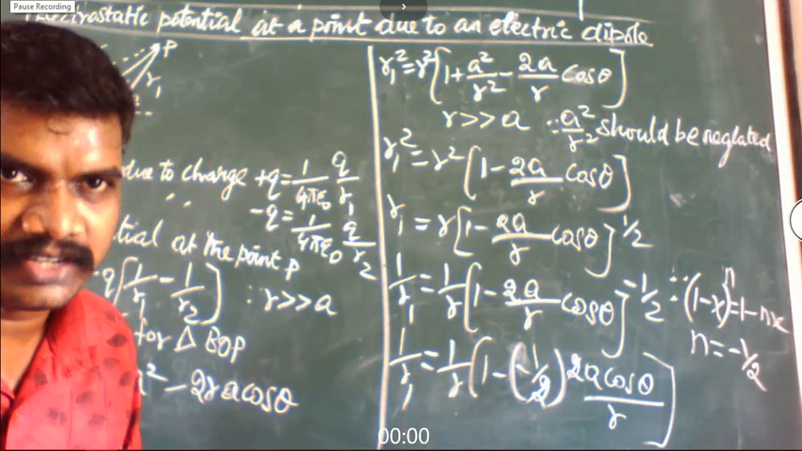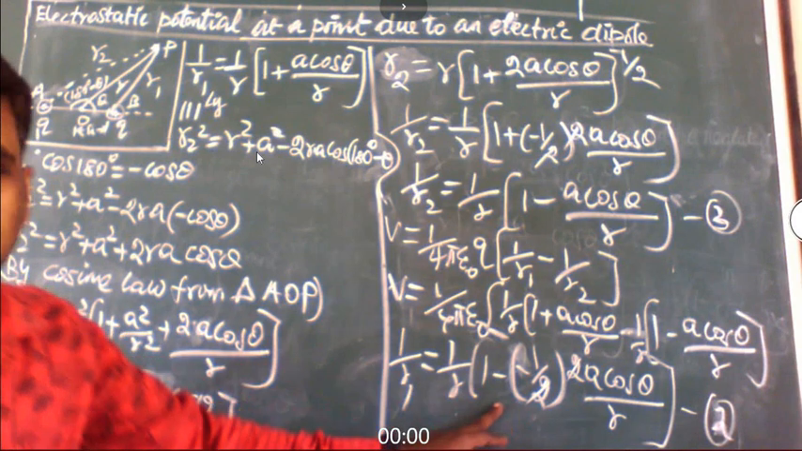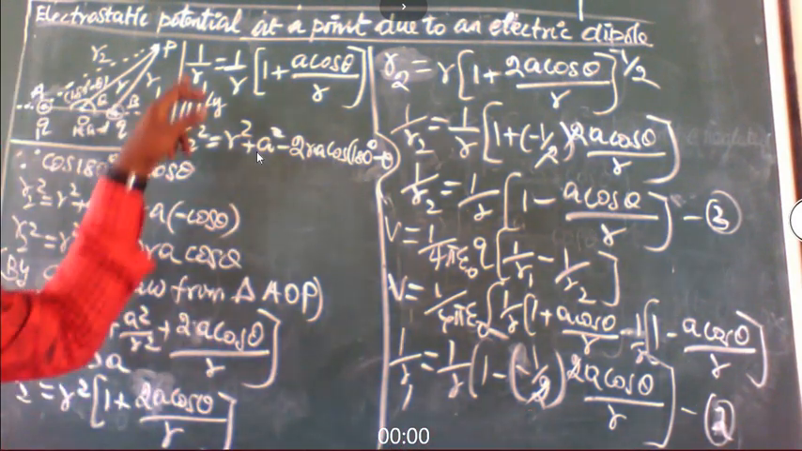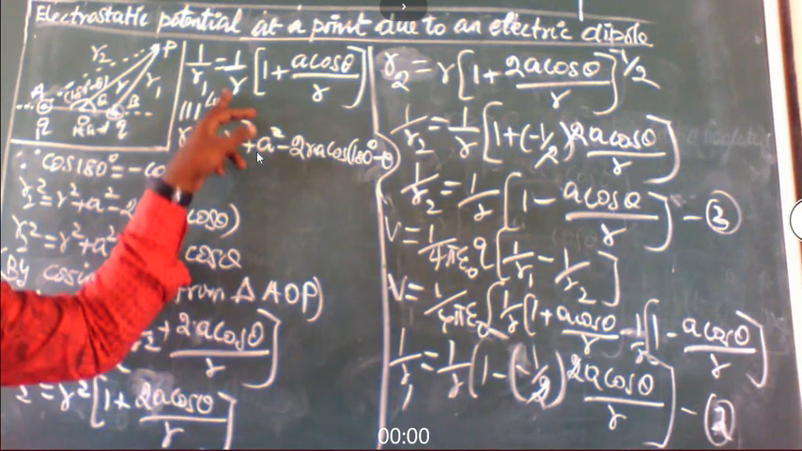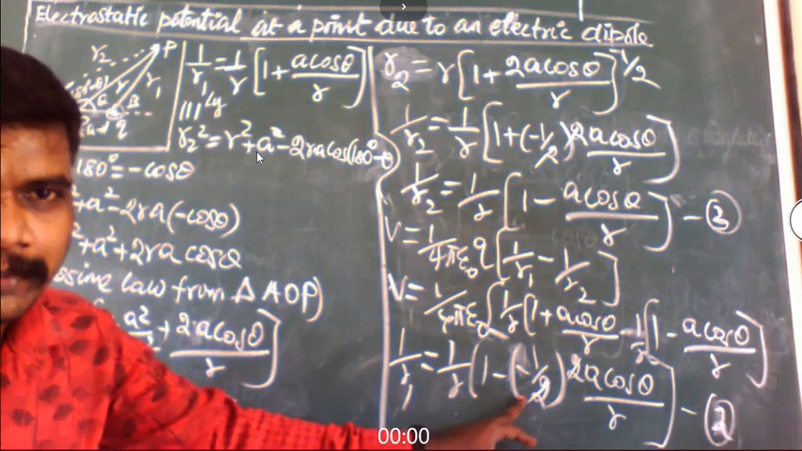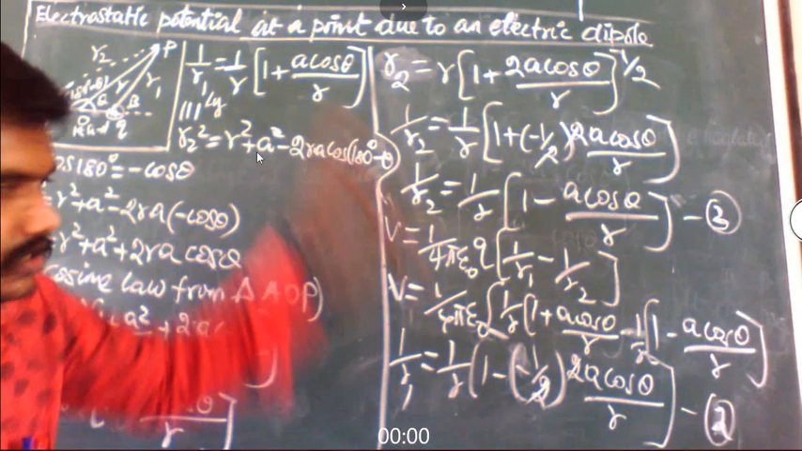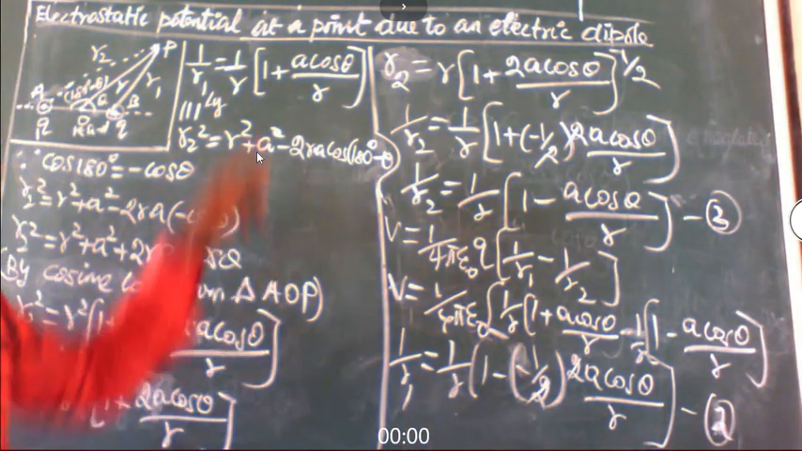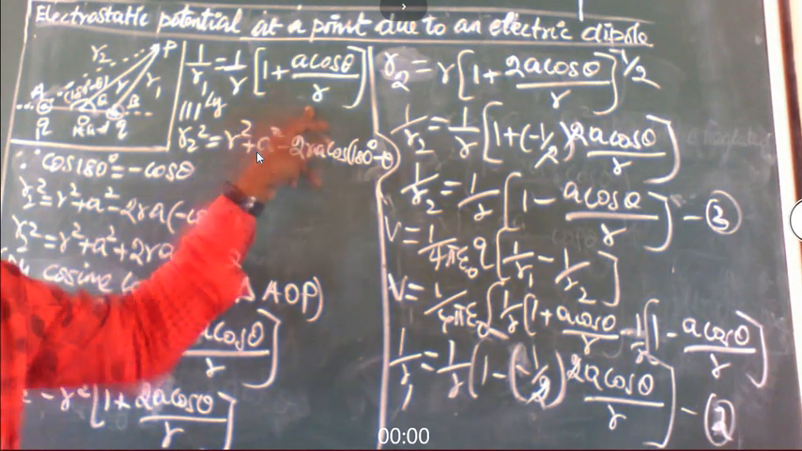The next step is from this equation, 1/r1 is equal to 1/r minus into minus plus. So 1 plus 2 cancel another remaining term a cos theta divided by r. So here 1 plus a cos theta divided by r.